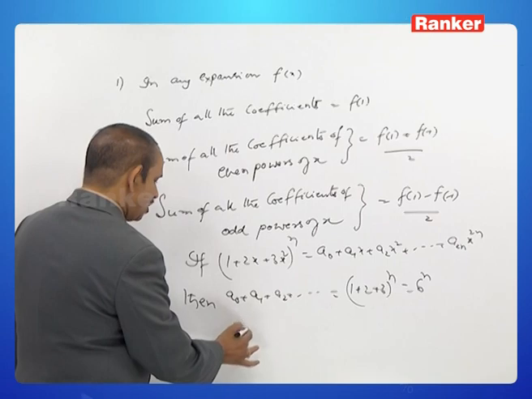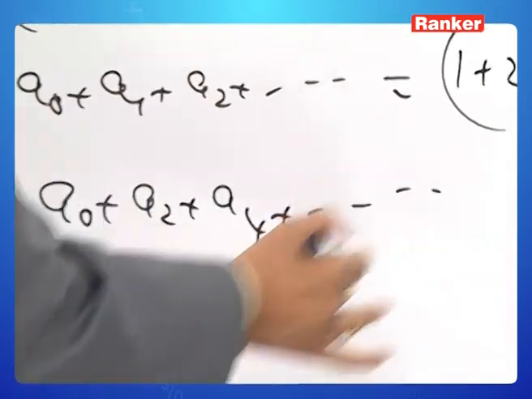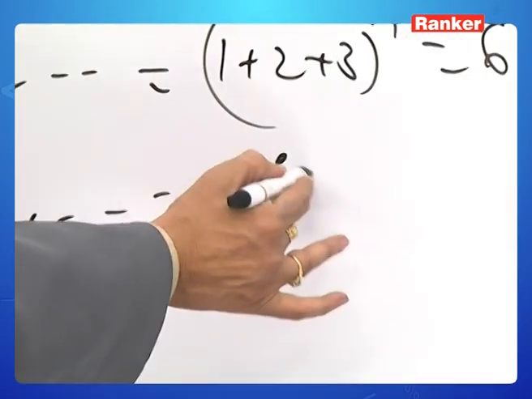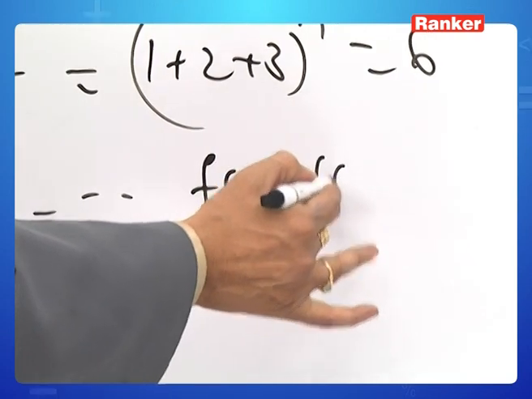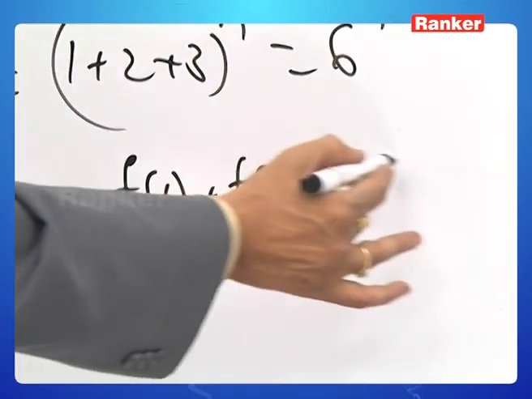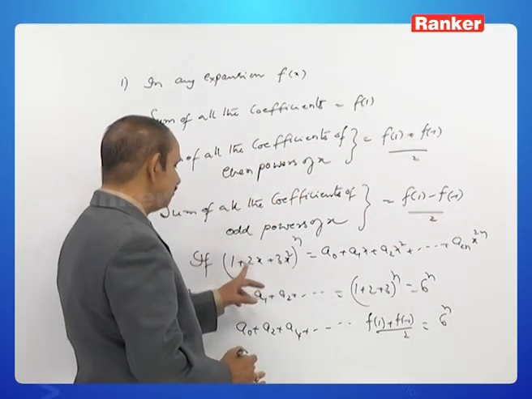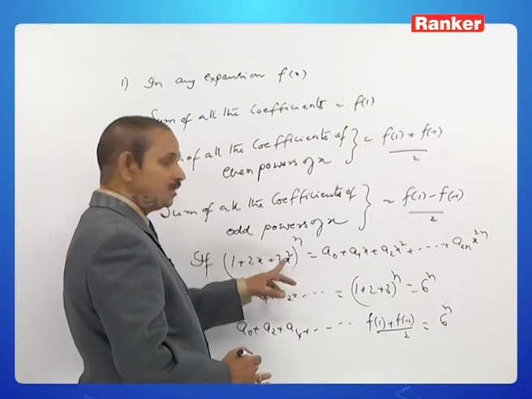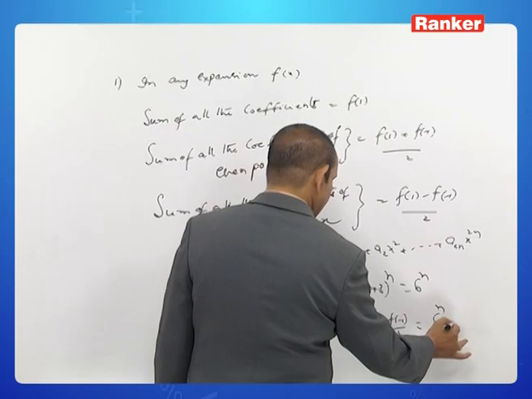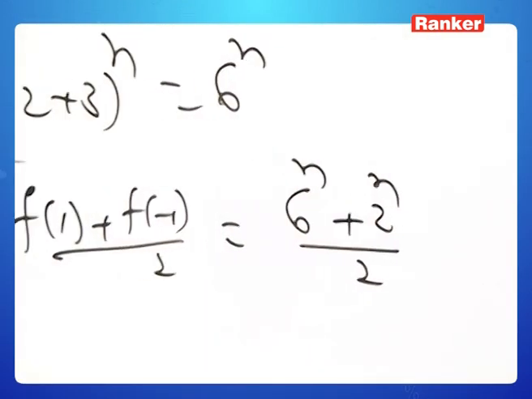Then a naught plus a2 plus a4 plus etc. What will it be? It is (f of 1 plus f of minus 1) by 2. What is f of 1? 6 to the power of n. What is f of minus 1? 1 minus 2 plus 3. 3 plus 1 is 4, 4 minus 2 is 2. 2 power n. So it is (6 power n plus 2 power n) by 2. That's it.